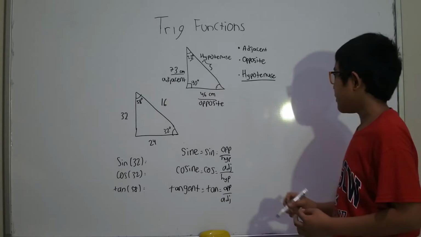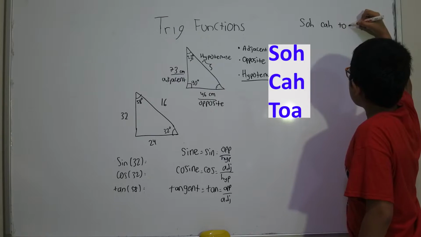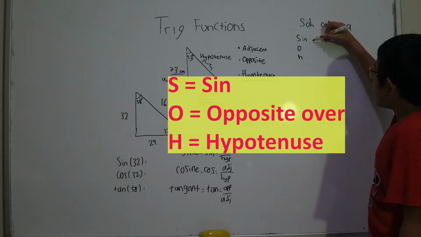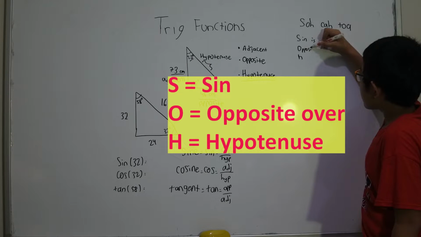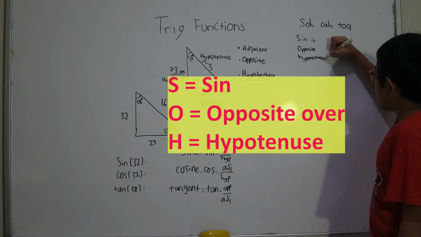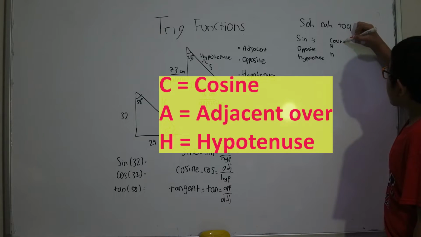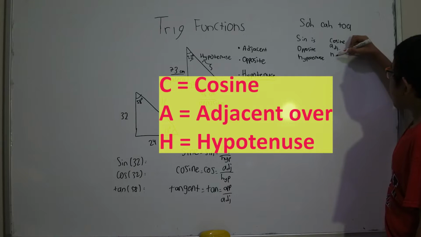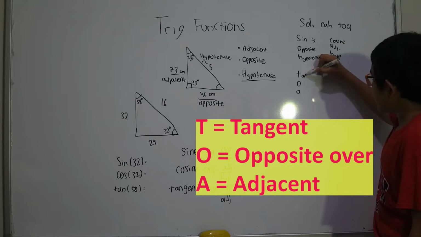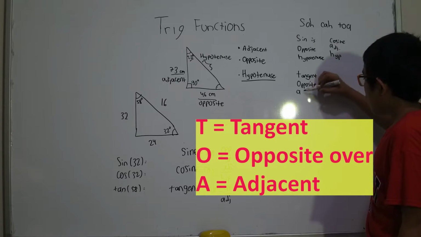So, you can also memorize this with SOHCAHTOA. So, this means sine is opposite over hypotenuse. And then CAH, it is cosine is adjacent over hypotenuse. And TOA is tangent or tan is opposite over adjacent.